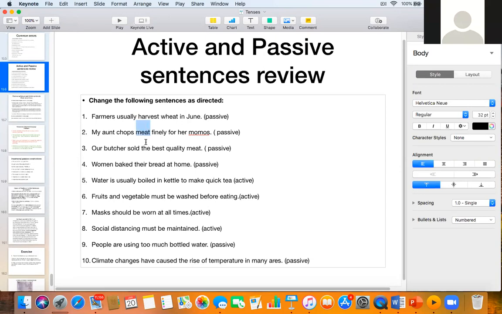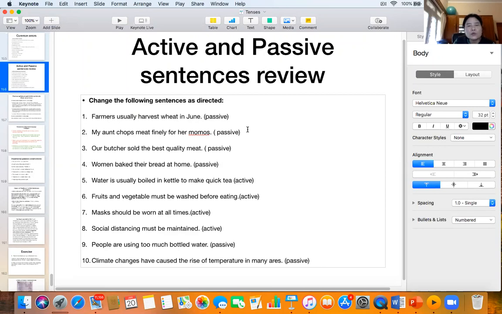Meat is finely chopped for momos. Not chopped it, chopped. This is present tense, all right? So meat is chopped finely for momos. Then now here you can say by my aunt. So meat is finely chopped for momos by my aunt. Okay.